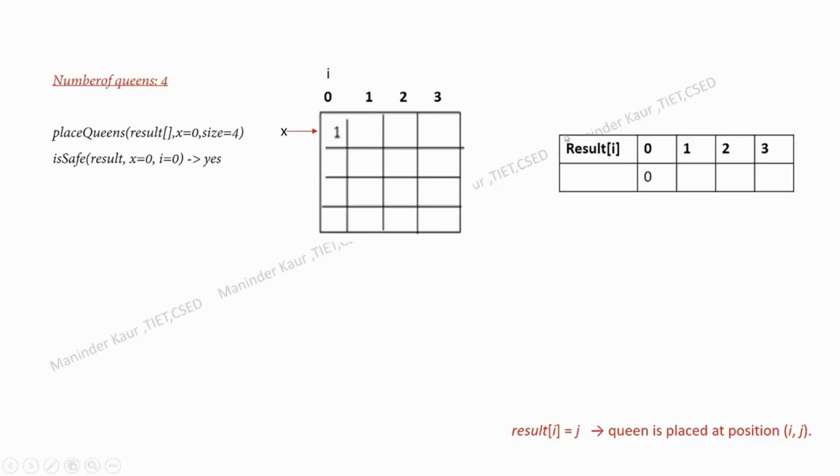That means result I, that is the result for the 0 index queen, that is the first queen, will give the value as 0. 0 means the 0th column will be used for placing this queen. 0 means the first queen in the first row is being placed at 0 index column.